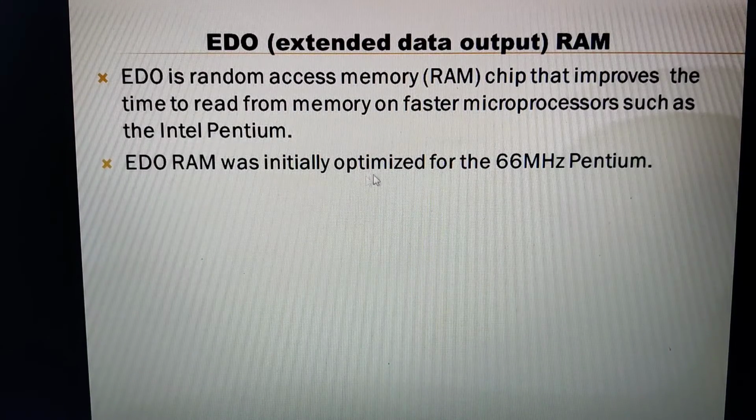It is a kind of random access memory that improves the time to read from the memory on the faster microprocessor. That means the faster the contents are read by the CPU, the faster it will execute its instructions, and the performance of your computer will be very high. So these were the concepts that we had discussed in our previous classes. Today we shall discuss secondary storage devices.